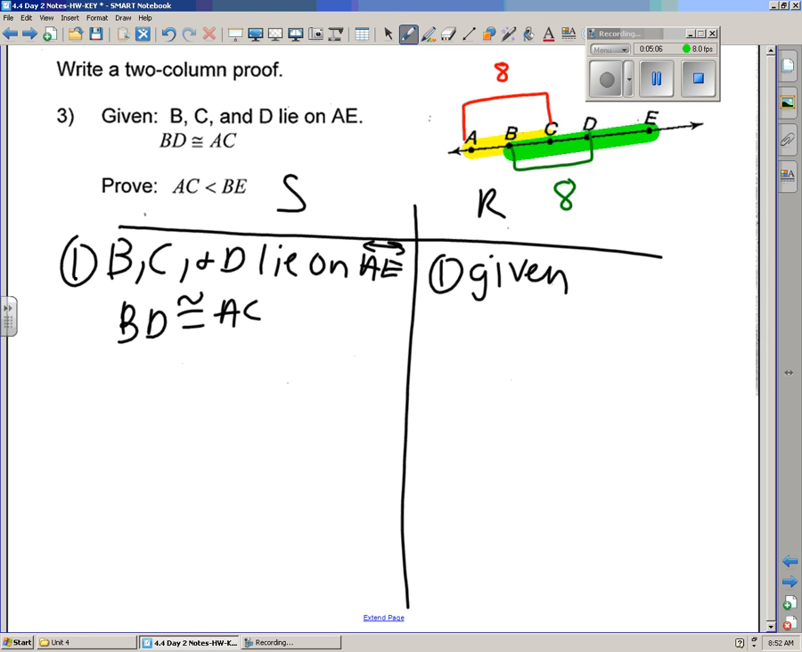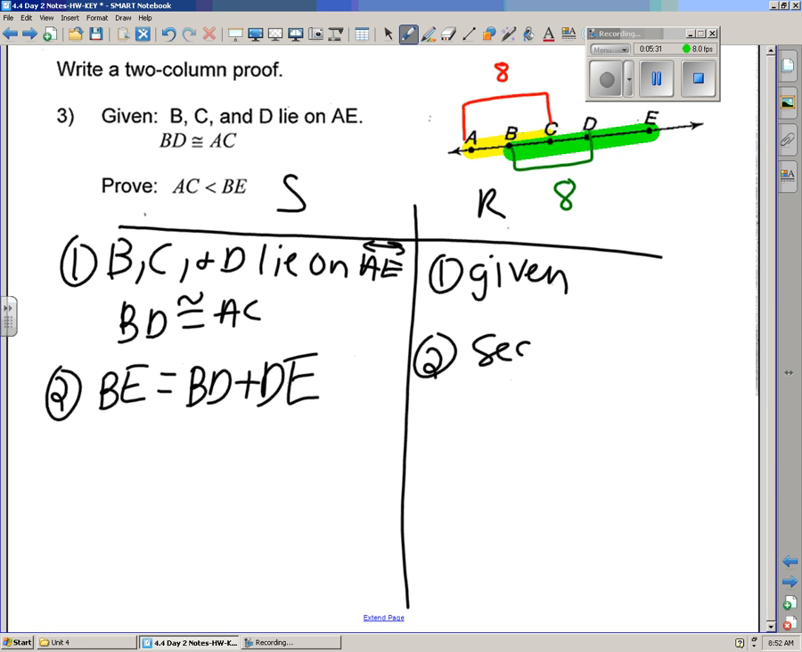Well, the next thing we can do is some segment addition, because to get all of BE, we need to add a couple of segments together. So we can say that BE, that whole line segment, is equal to BD, what they gave us, and DE. And this is just going to be segment addition, or whole is equal to the sum of its parts. Either one, but I think segment addition is probably what you're used to. So segment addition.